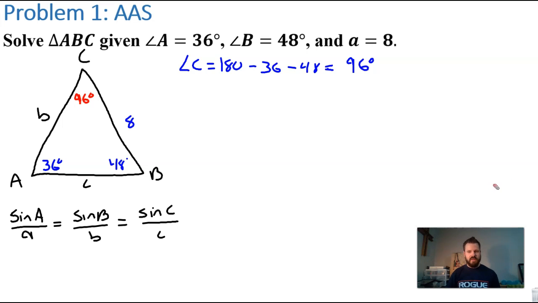Then it comes time for the law of sines. Let's fill in what we know to this equation here. I know angle A is 36 degrees. I know little a is 8. I know angle B is 48. And I didn't know right off the bat, but we just solved for it, I know that big C is 96 degrees.